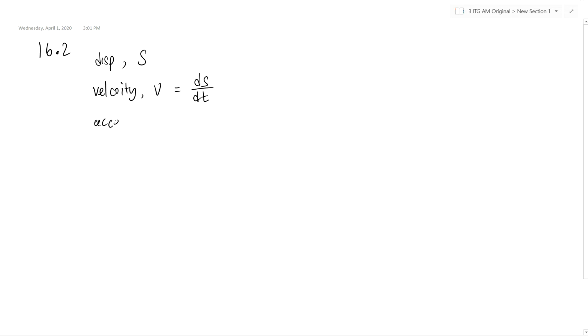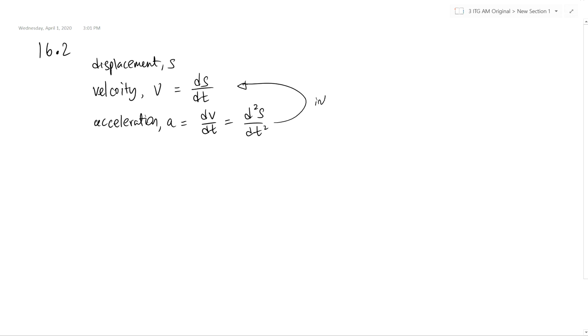Then we have our acceleration, denoted by A, which is dv over dt, differentiating velocity with respect to time, or we can say as d2s over dt squared. So we can work backwards from acceleration to get our velocity by integrating with respect to t. Similarly, from velocity we can get our displacement by integrating with respect to t.